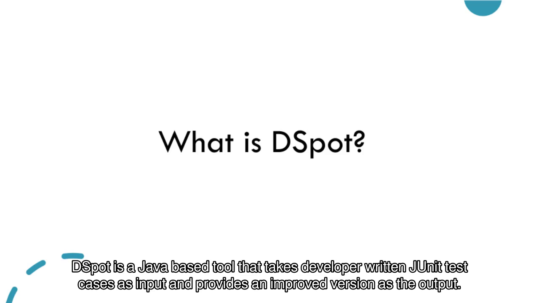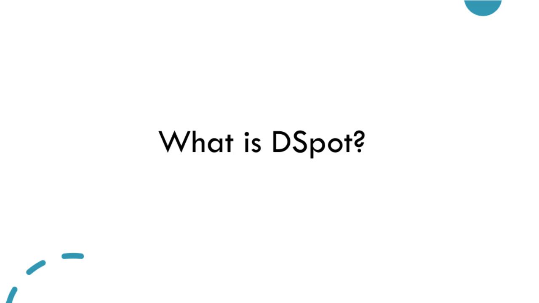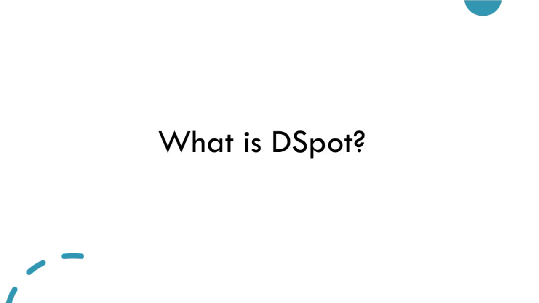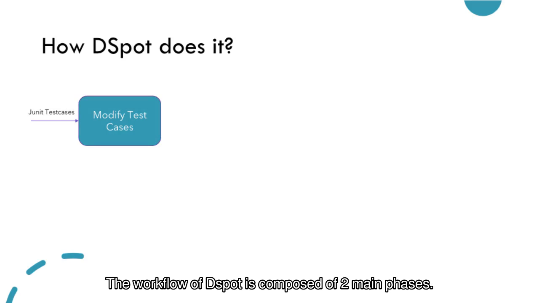DSpot is a Java-based tool that takes developer-written JUnit test cases as input and provides an improved version as the output. DSpot works with any arbitrary JUnit test case. The workflow of DSpot is composed of two main phases.